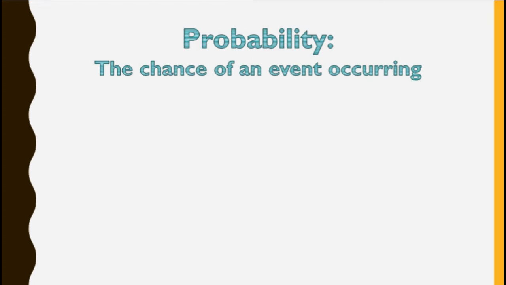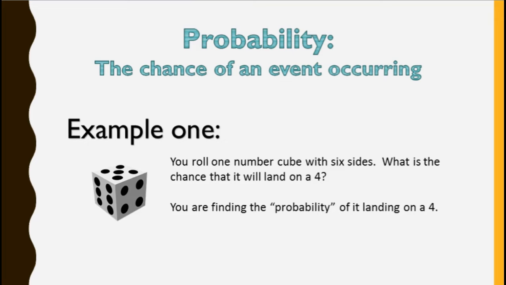So first, let's talk about what probability is. It's simply the chance of an event occurring. So let's look at our first example. If you roll this number cube that has 6 sides, what's the chance that it will land on a 4? When you ask a question like that, you are trying to find the probability of it landing on 4.